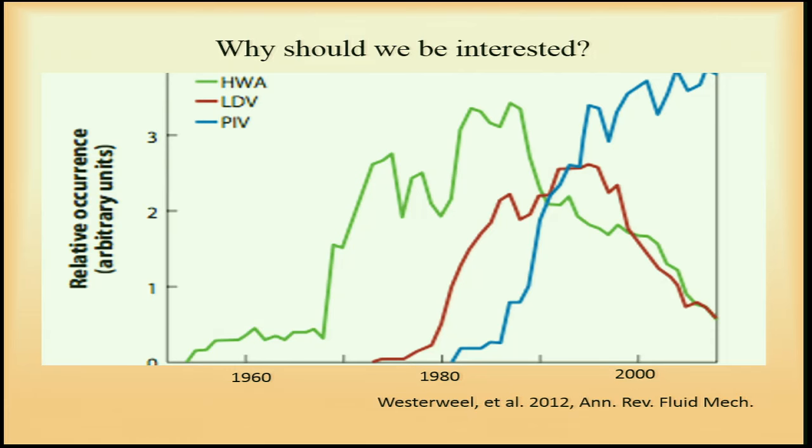The blue line is the growth of references to PIV, and the green one is hot wire, and the black one is laser Doppler. And you can see that PIV is becoming more widely used than its predecessors.